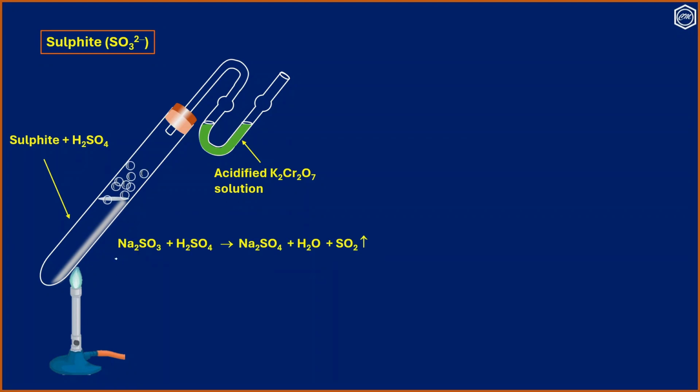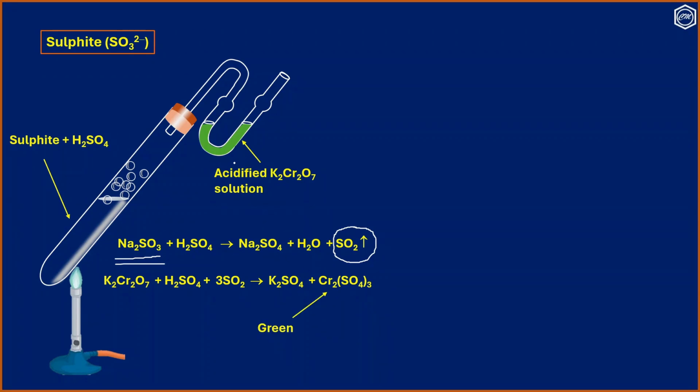Suppose that you are given sodium sulfite. Sodium sulfite reacts with the sulfuric acid, liberating sulfur dioxide gas. The sulfur dioxide gas reacts with the acidified potassium dichromate, or acidified potassium dichromate oxidizes it to potassium sulfate and chromium sulfate. And chromium sulfate is green in color. So the color change is due to the formation of chromium sulfate.